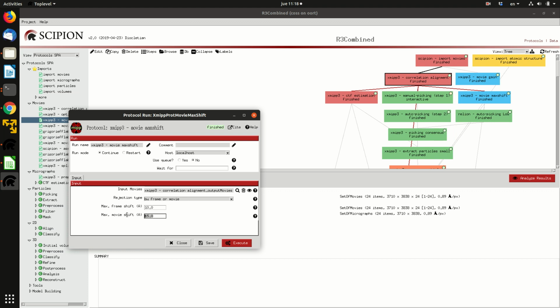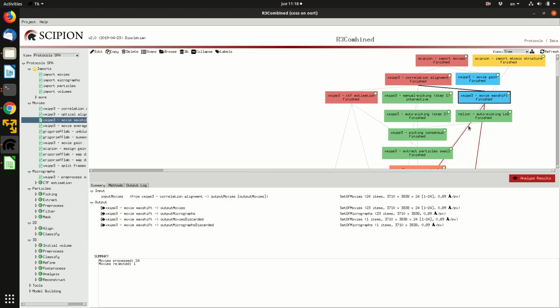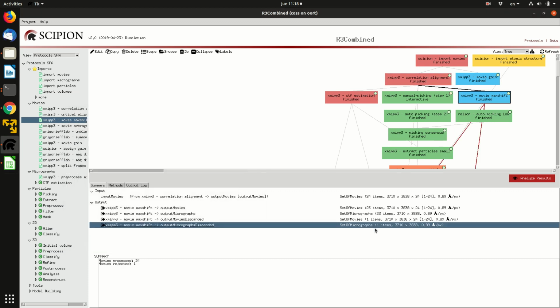The other one is this one, which is more sensible. That is, if the whole movie is moving more than 15 angstroms in total, then that has moved too much, and I don't want to keep that movie. Again, this is never truly deleted. It is only put aside so that you can inspect these micrographs and take a decision on what to do with those.